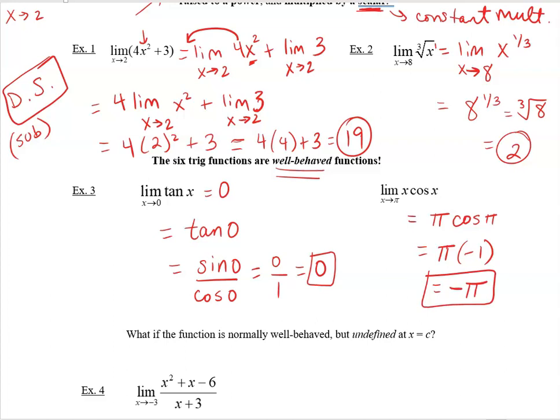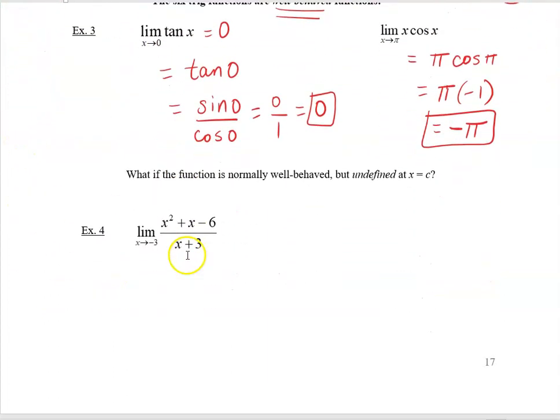So anytime we can substitute in and it spits back a number at us, it's defined there, it's well behaved, and direct substitution is just fine. Now what happens on the other hand if the function is not defined there and direct substitution does not work? Take a look at example 4.